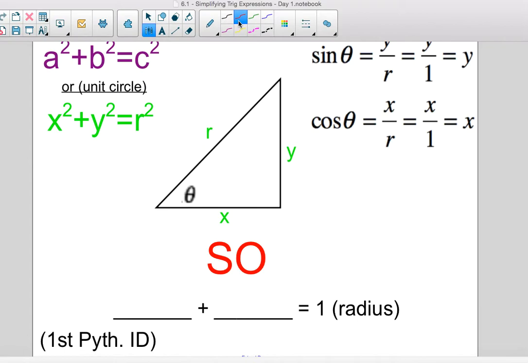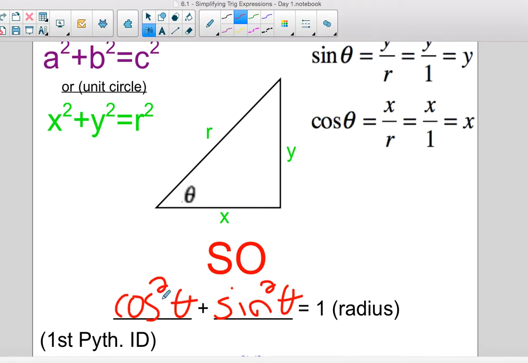So our first Pythagorean identity is actually going to be very simply, we'll do x first, but it doesn't really matter. Cosine squared theta plus sine squared theta, right? We put the squared before the theta because we're not just squaring the angle. It's like cosine of theta times cosine of theta. So we do cosine squared theta. And that's pretty much it.